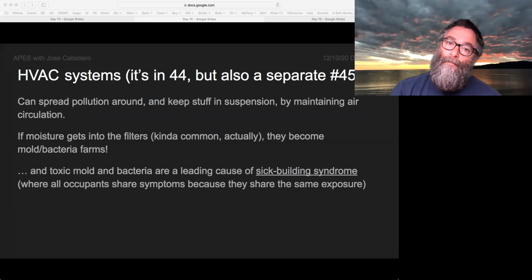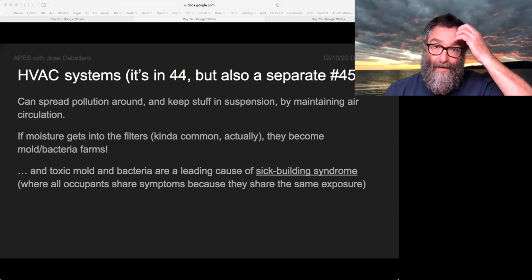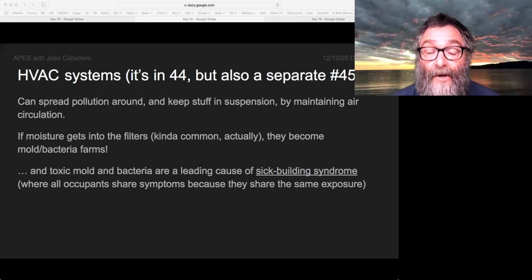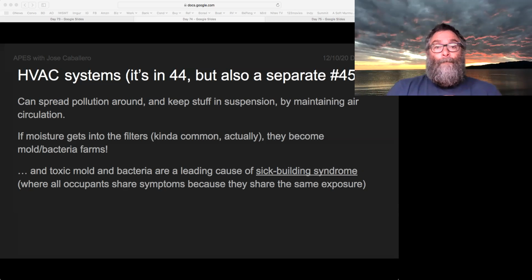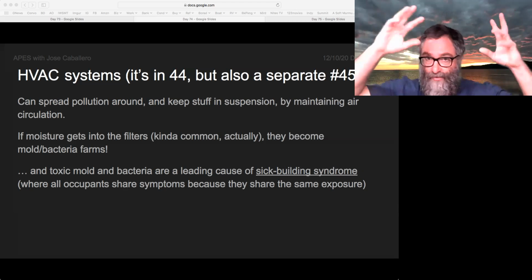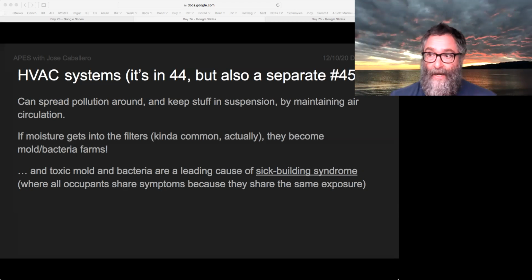Now, in my previous study guide, this was an independent study goal. I didn't give it a star because it's still part of 44. But this was a separate study goal back in the day. HVAC stands for heating, ventilation, and air conditioning. In some of our homes, it's the same machine. In some of our homes, they're separate machines. In some of our homes, you just have air conditioning or you just have the heater. But it's those central ducts that move stuff around your house.